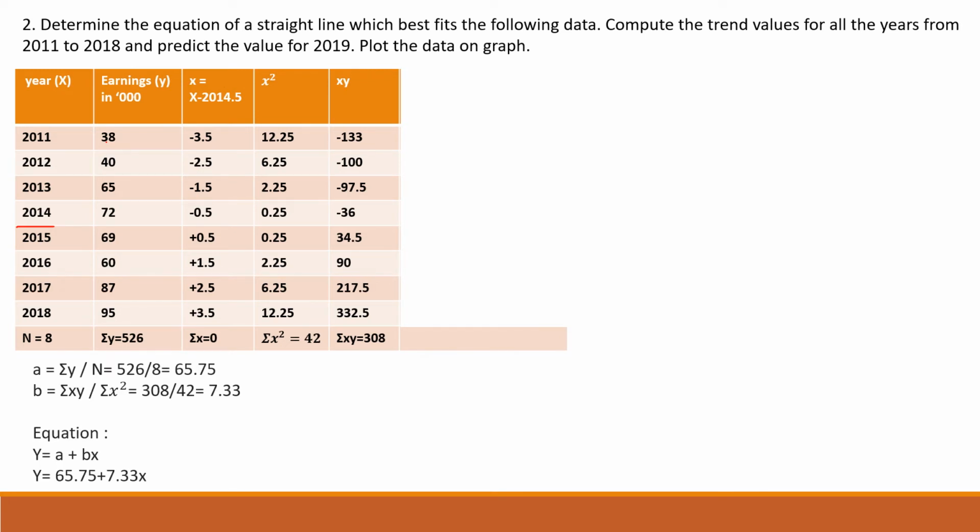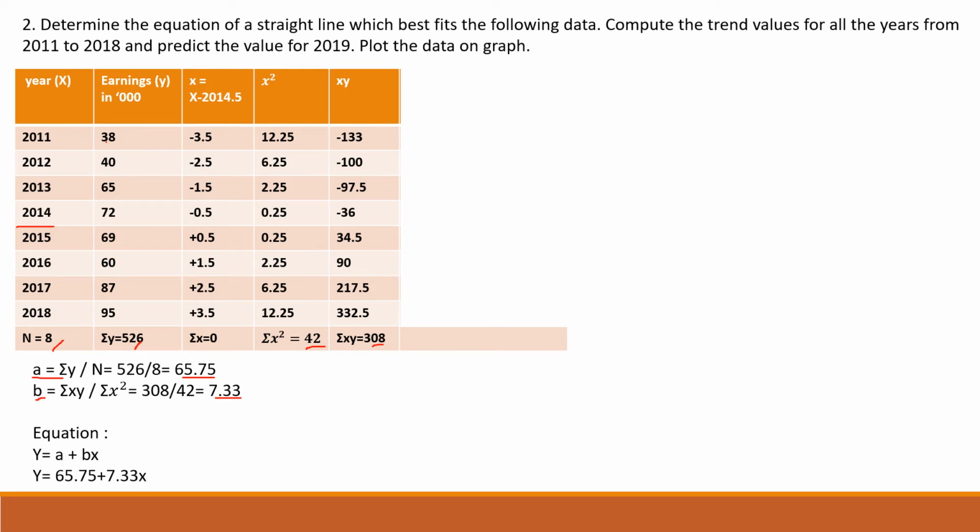To get the trend equation, we have to calculate the A and B values. We know the formula for A. A equals summation y divided by n. Summation y is 526, n is 8. So by dividing that, we will get A equals 65.75. Next, B equals summation xy divided by summation x square. Here summation xy is 308, summation x square is 42. So by dividing, we will get B equals 7.33.